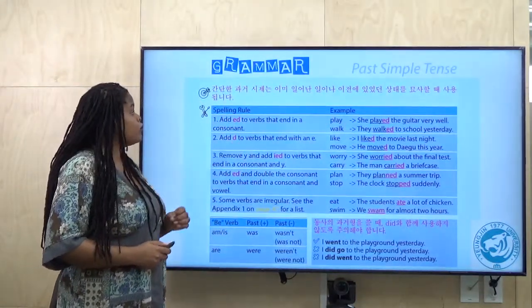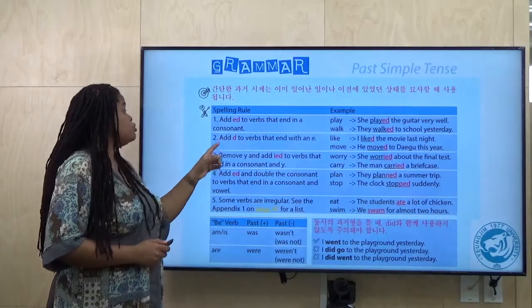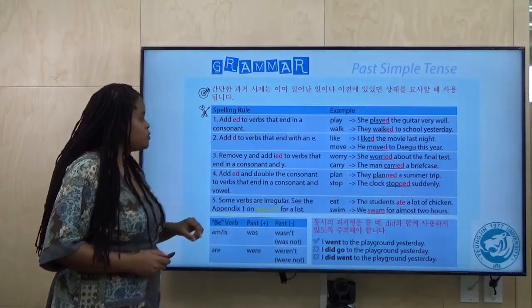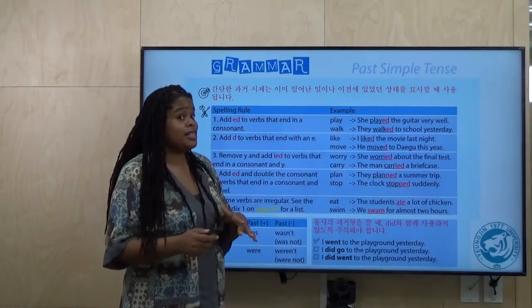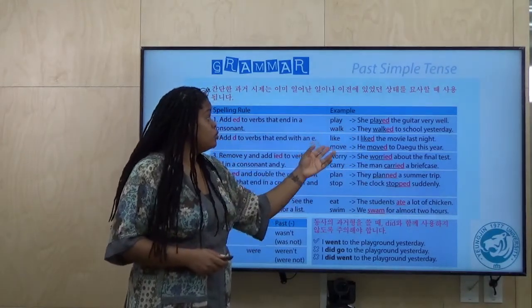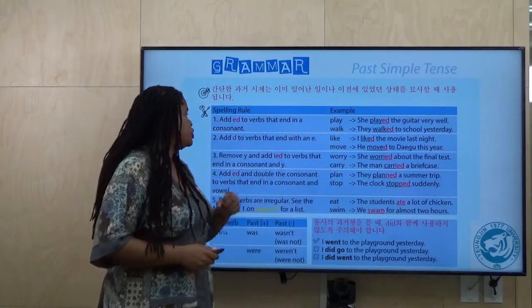If the verb already ends with an E, you just need to add the D. So for example, like becomes liked. You don't need to add ED, just a D. Move becomes moved.